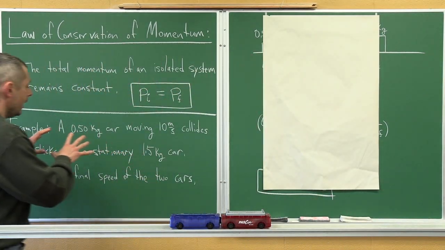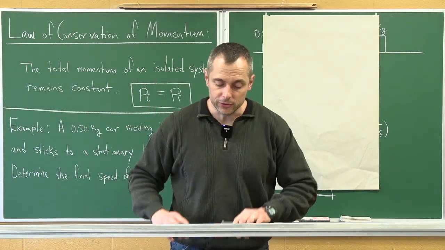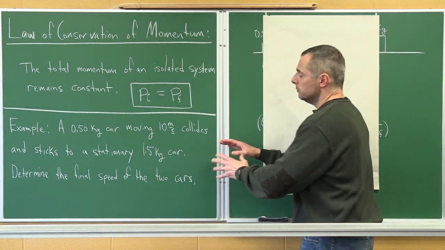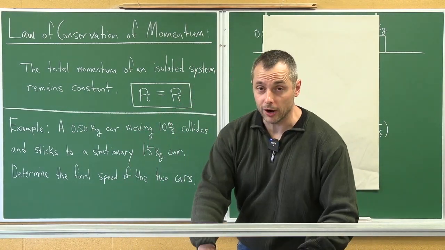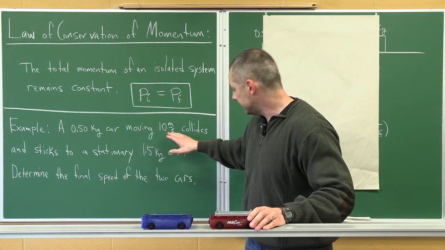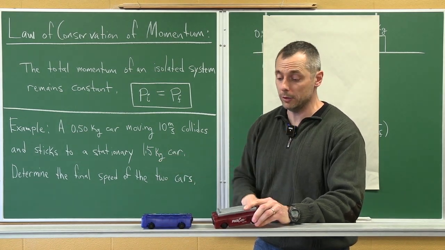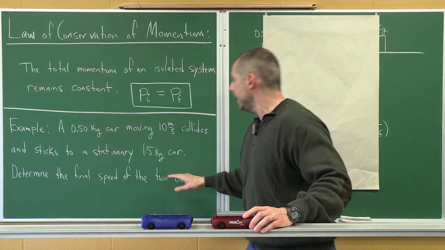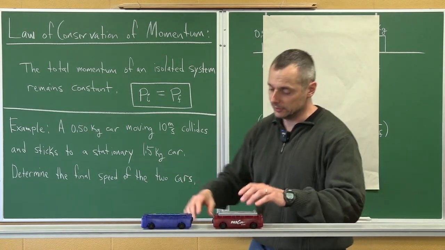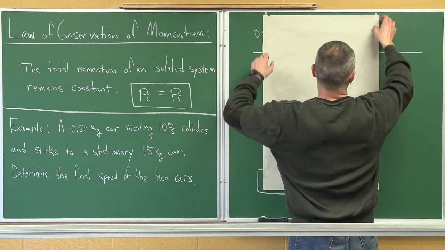And now let's try and solve this. So you have the concept down. Let's see if we could do a numerical calculation now. So here's the problem. We've got a 0.5 kilogram car, kind of like what I saw over here. A less massive car coming in at 10 meters a second collides and sticks to a stationary, more massive car with the metal blocks, 1.5, right? And then determine the final speed of the two cars after the collision, okay? So this is how we would proceed.